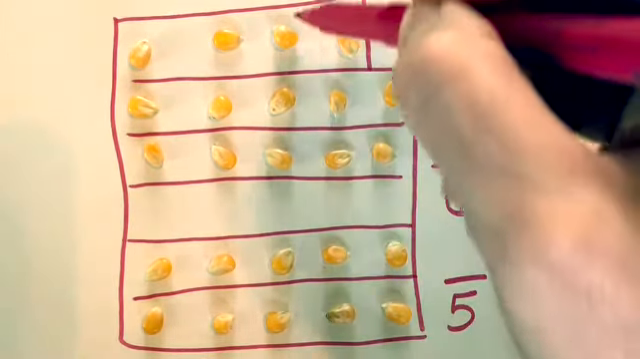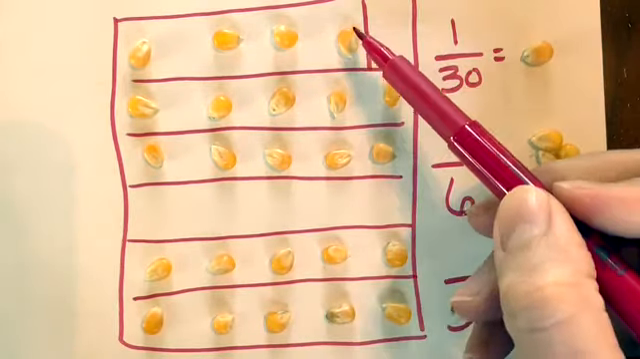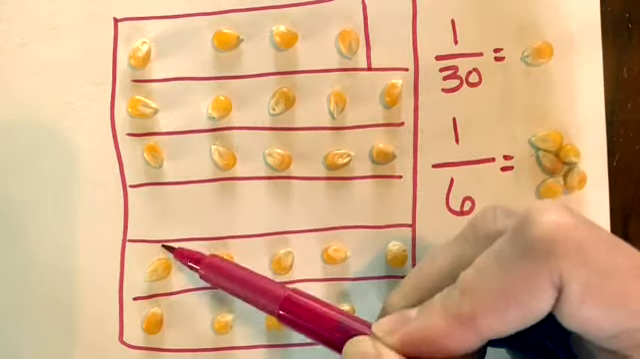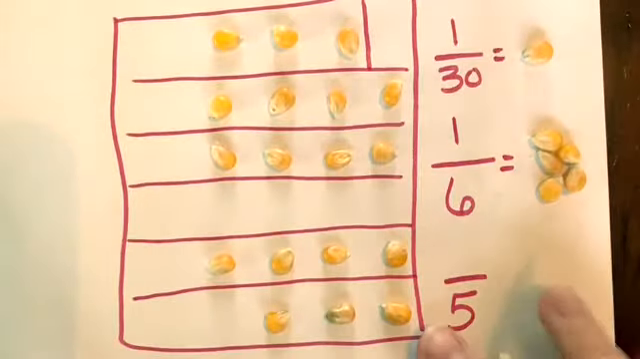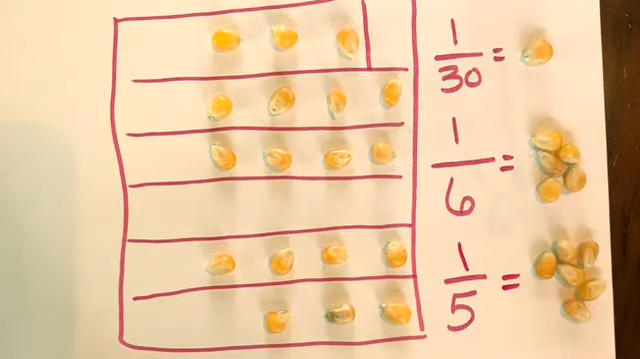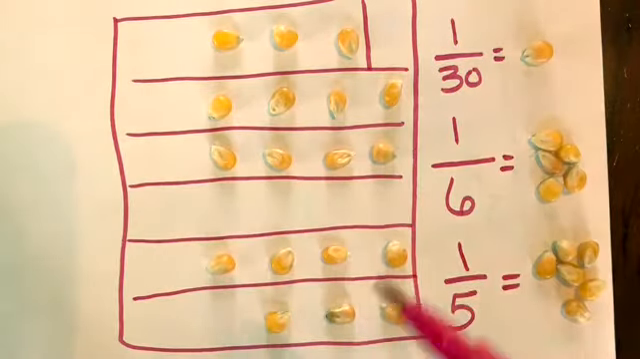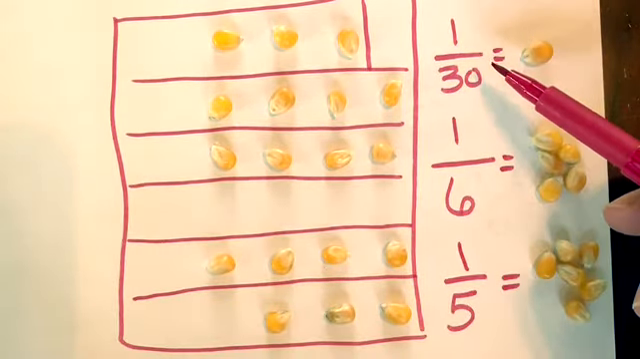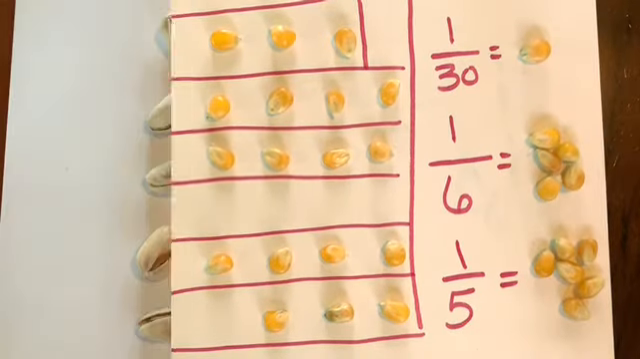And then remember I had to break it this way to make fifths. So that would actually be 1, 2, 3, 4, 5, 6, even though I took one of those away. 1/5 of this equals 6 kernels. We can look at this group of 30 as many different fractions, as 30ths, as 6ths, and as 5ths. This tip might help you when you're working on the jar of coins.